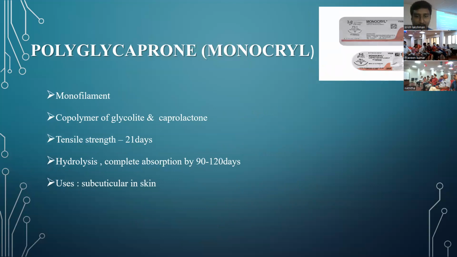Polyglecaprone is a monofilament and it's a copolymer of glycolide and caprolactone. Its tensile strength lasts 21 days and it undergoes hydrolysis, and complete absorption occurs by 90 to 120 days. It is mainly used in subcuticular skin closure.